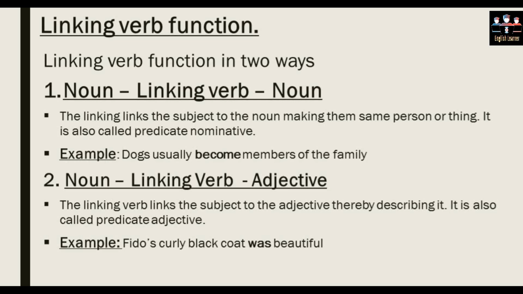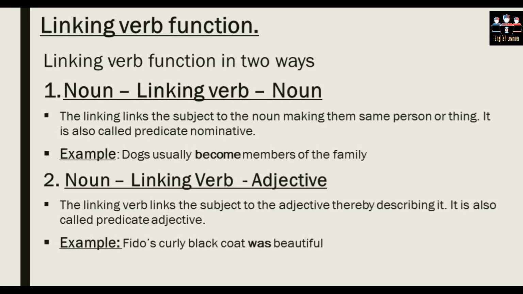Number 2, noun, linking verb, adjective. Whenever you see a structure where the linking verb is between a noun and an adjective, it is also called a linking verb, and it acts as a bridge between these 2. The linking verb links the subject to the adjective, thereby describing it. It is also called predicate adjective.